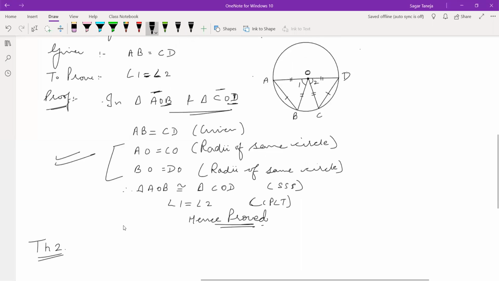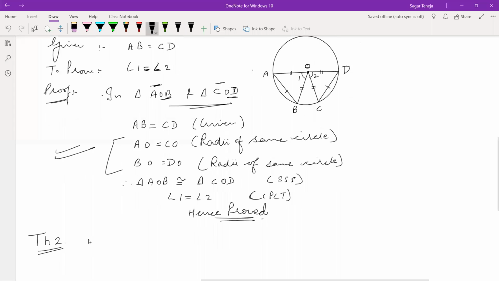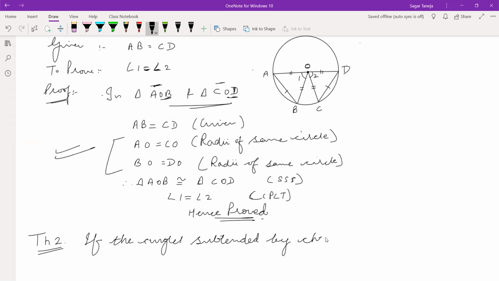Now the converse of this, write the next. If the angles subtended by chords of a circle are equal, then you have to prove that the chords are equal.